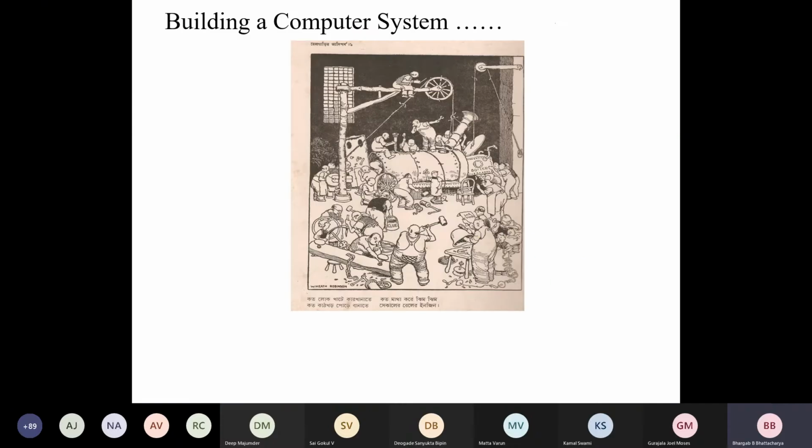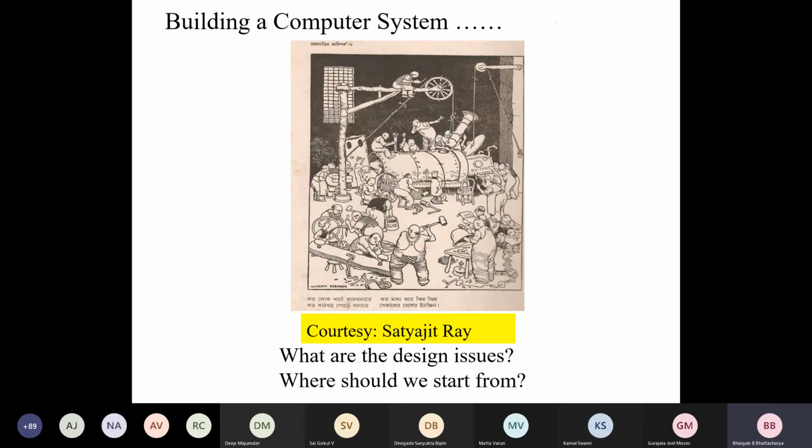Okay, so recall that if you are entrusted with the task of building a computing system, and you appreciate that today's computer systems are very complex, comprising billions of transistors, given such a task, you might wonder, where should you start from? That is a fundamental question of designing a very large system.